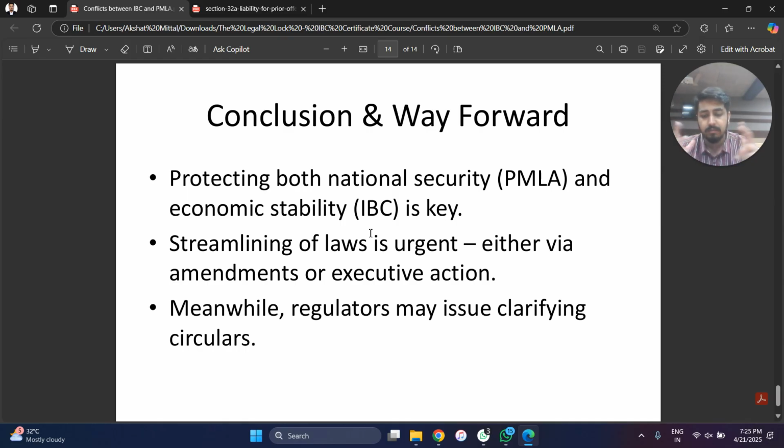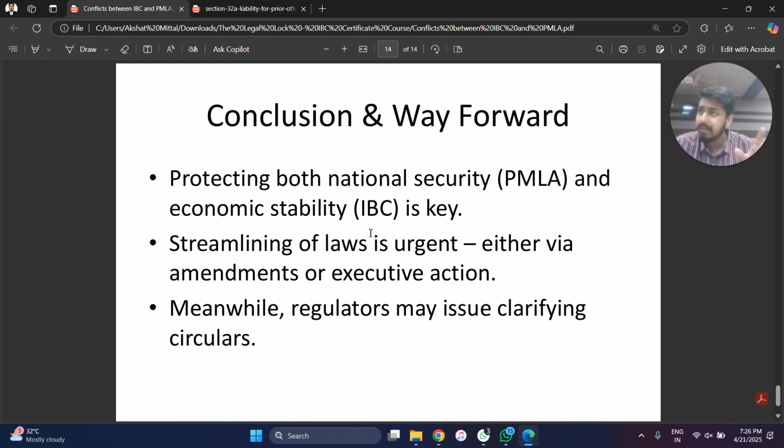We come to the point that firstly, the purpose of both the legislations is towards protecting national interest as well as economic stability. When we talk about national security and national interest, PMLA talks about it specifically, and when we talk about economic stability, IBC talks about it specifically. But indirectly, PMLA is also a legislation which contributes towards economic stability, and IBC is also a legislation which contributes towards national security.